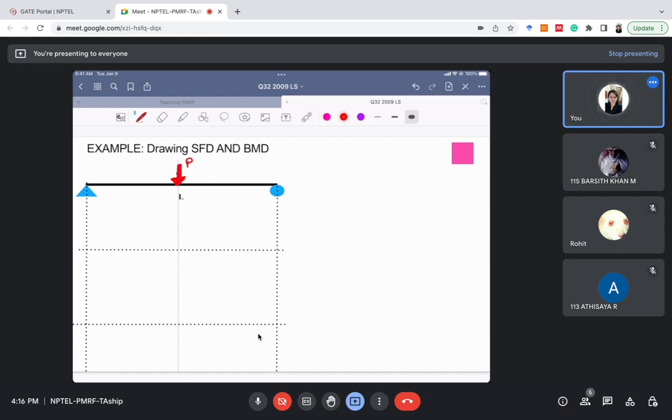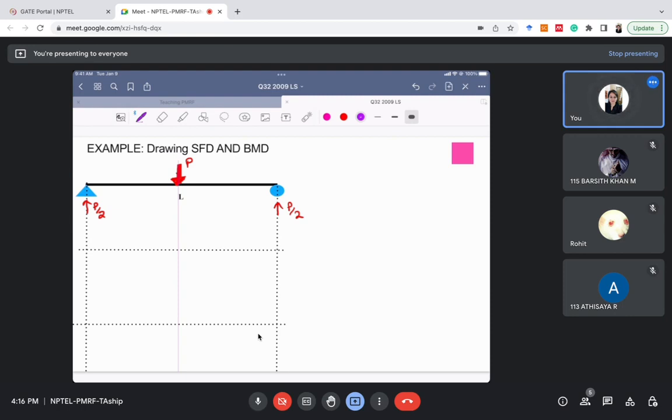I hope you know how to draw the SFD and BMD of this, but we will use the method we have discussed so far. This is a point load P at the mid depth, so what will be the reaction? The reaction will be P by 2 here and P by 2 here. Since the load P is at the mid depth, the reactions will be P by 2 and P by 2. Now let us quickly draw the SFD using the concept we have discussed.